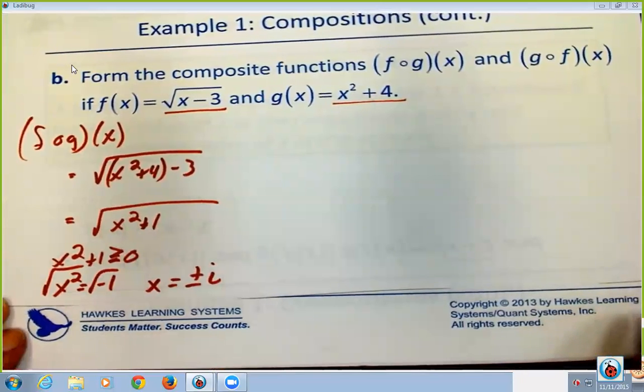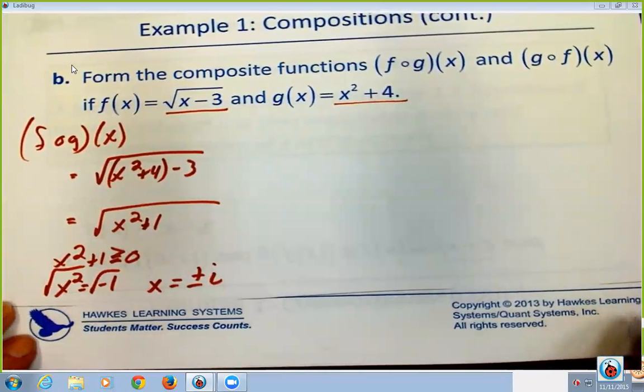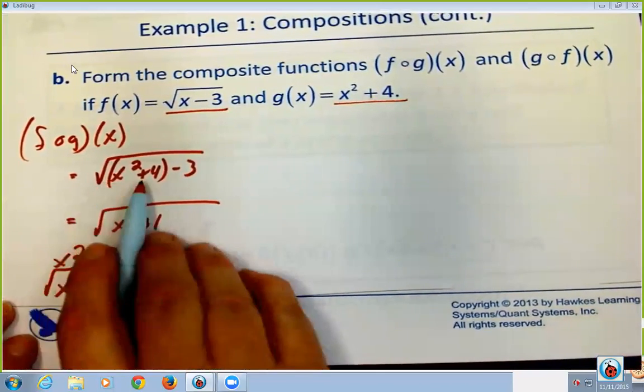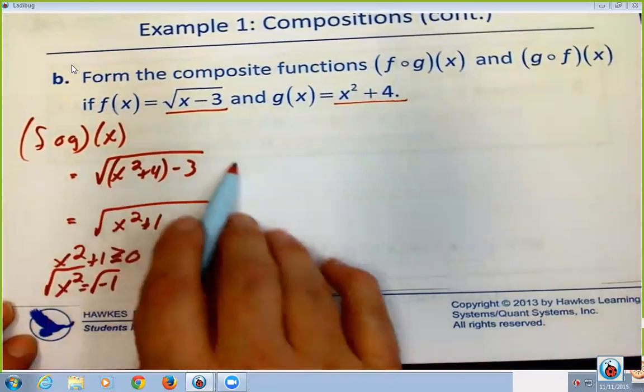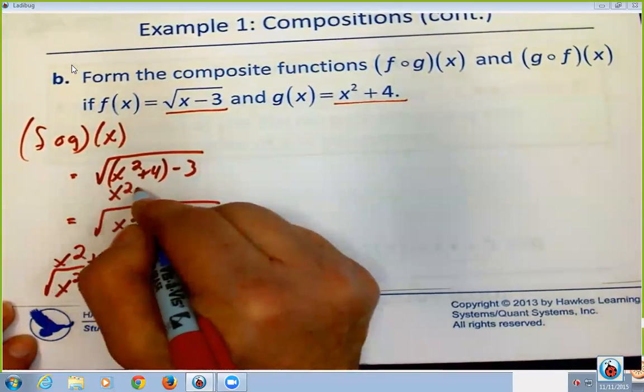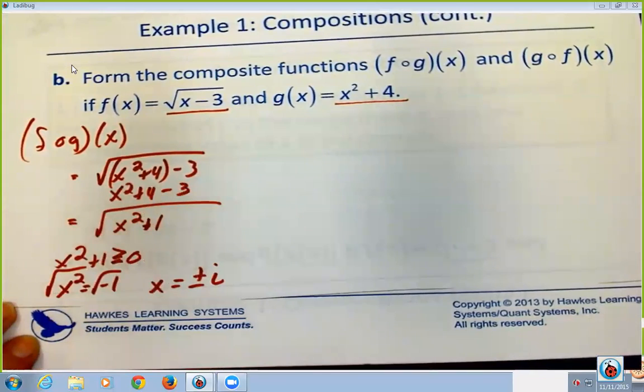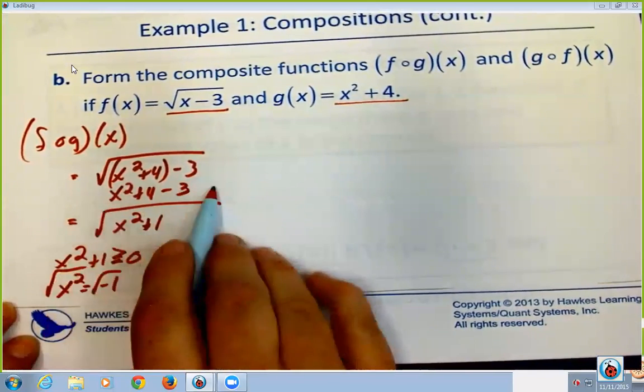Oh, I got what? Oh, plus 1? If I put this together, I'm going to have x squared plus 4 minus 3. So all I did was combine like terms.